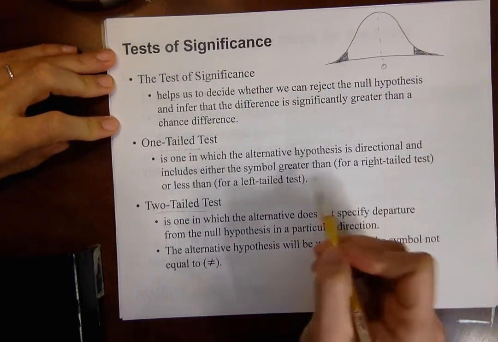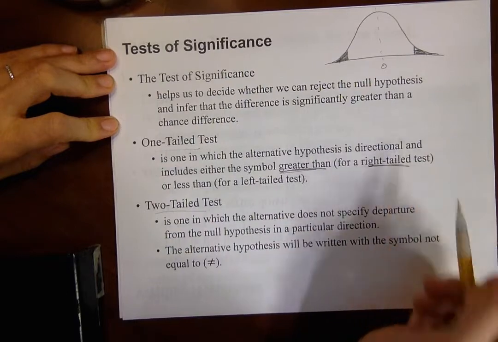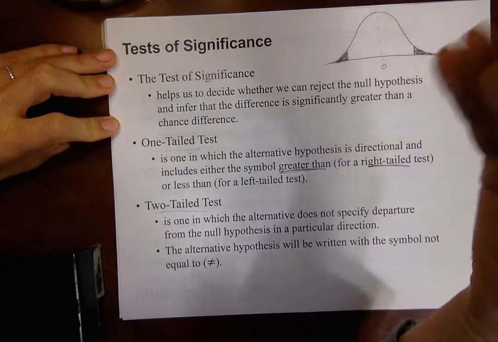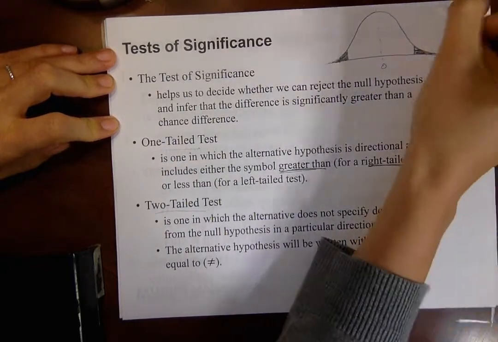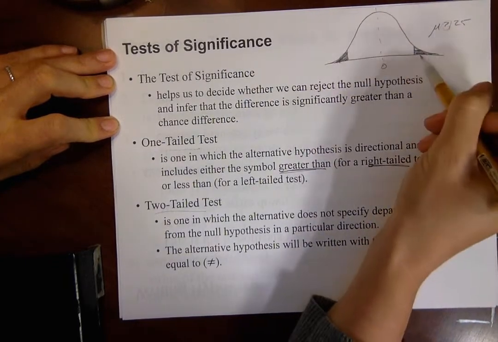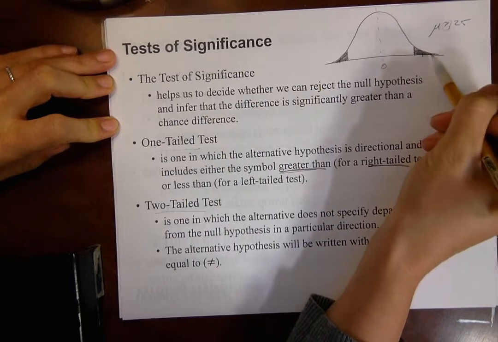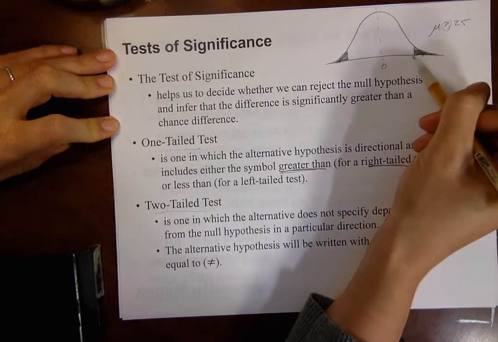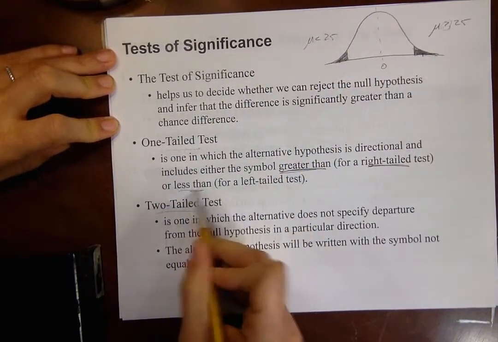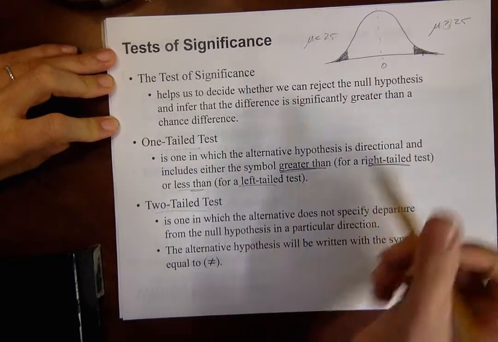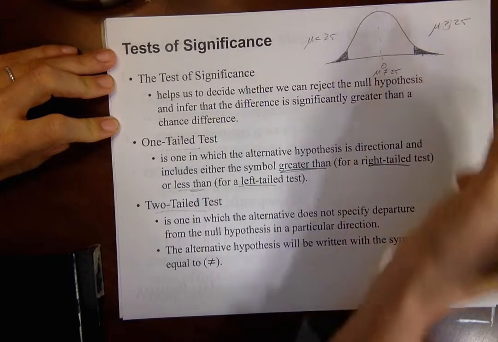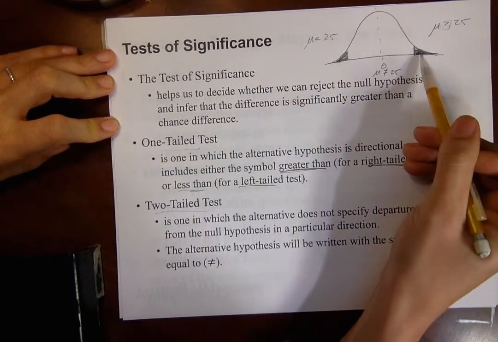If our hypothesis has a greater than sign, this will end up being a right-tailed test. So if we have a null hypothesis or an alternate hypothesis that has something to the effect of the mean is greater than 25, that greater than sign means that we are looking for something in this area on the right-hand side of this curve. If we had a mean is less than 25, a less than sign for a left-tailed test, we'd be looking down here. And our two-tailed test would just be that we are looking for the fact that maybe the mean is not equal to 25. That would allow for a mean less than 25 or greater than 25.